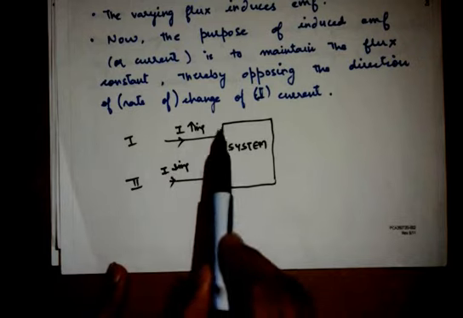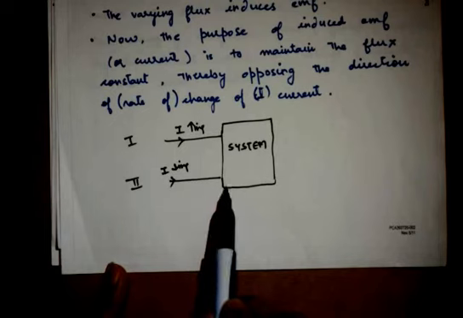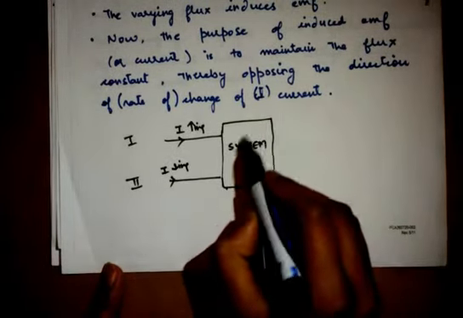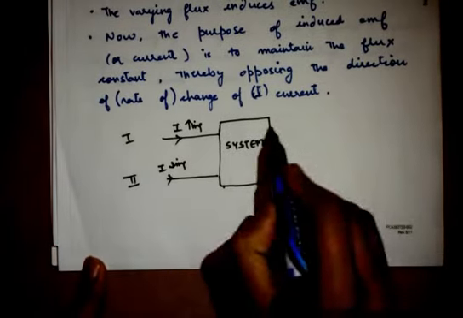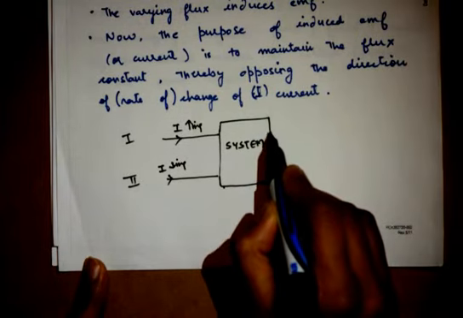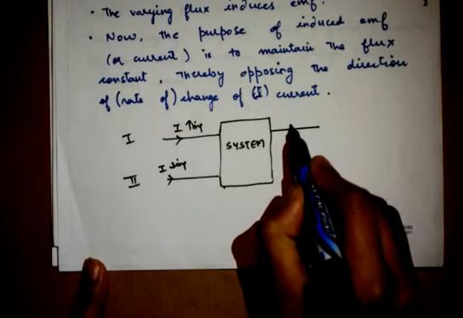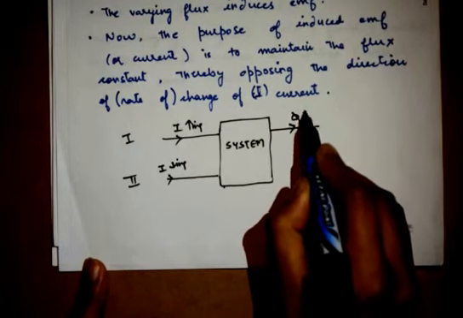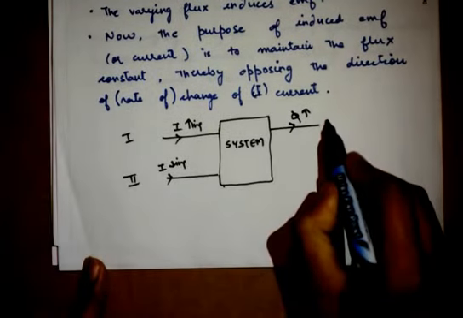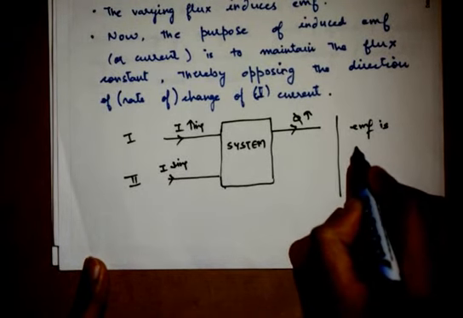In the first case, we are providing an increasing current to the system, and in the second case, we are providing a decreasing current to the system. So as a result, suppose we consider the first case, when we provide the current which is increasing, then there will be an increase in the flux according to Faraday's law, and as a result the EMF is going to be induced.